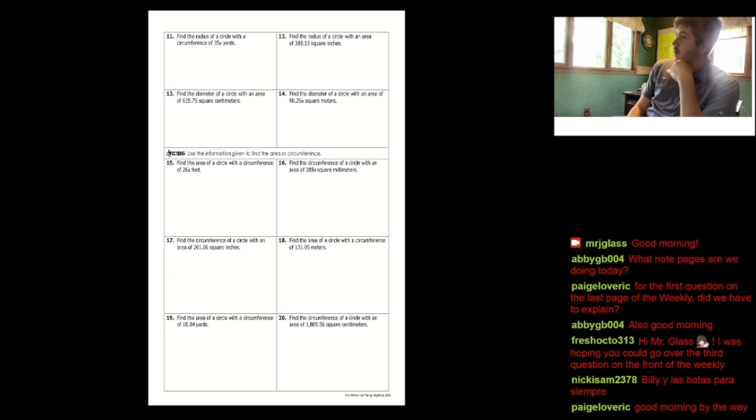All right, let me answer. Abby said, "Which notes are we doing today?" The sheet that I have up right now, starting with number 11 with circumference and area. That is what we will start with first. I don't know what you're talking about. What is so trippy? But I'll then answer Paige's question, which is the last question.